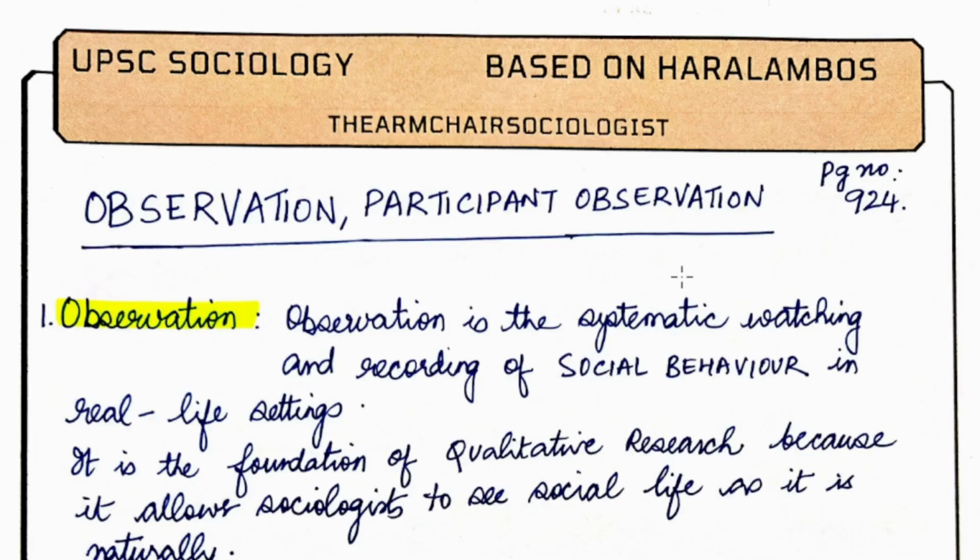By the end of this lecture, my aim is that you will clearly understand what observation means in sociological research, what participant observation is and how it differs from simple observation, the different types of participant observation, overt, covert, and degrees of participation, the advantages and limitations of this method, the various key theoretical critiques, and most importantly, you will learn UPSC ready examples from classic ethnographic studies. So let us begin.